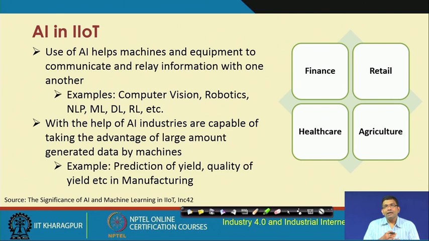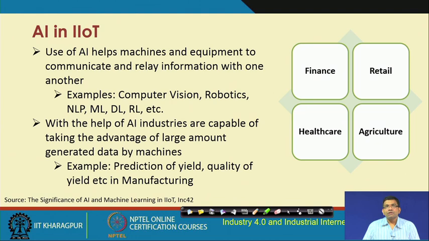AI can be used along with IoT and IIoT to transform these systems into efficient systems. So, the use of AI helps the machines and equipment to communicate and relay information with one another. And this can be used in different industry sectors, finance, retail, healthcare, agriculture, and you name it. It is possible to use AI to help these machines and equipment communicate and relay information with one another much more efficiently.